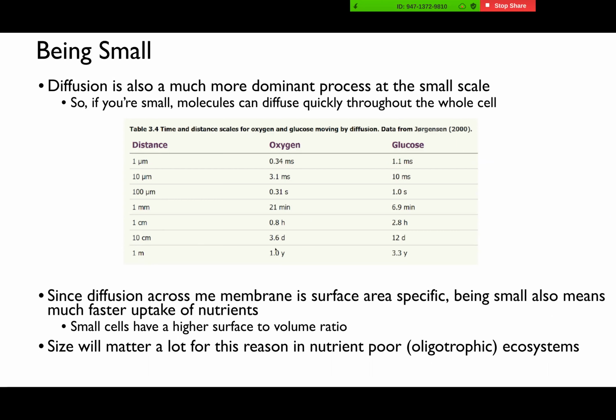And you can see as we increase the distance, we have this is through an aqueous solution, I should mention, oxygen and glucose. It's easy at small scales, right? Our microbes are maxing out at about 10 microns, so glucose can diffuse relatively rapidly through them, which is good if you're a microbe, right?